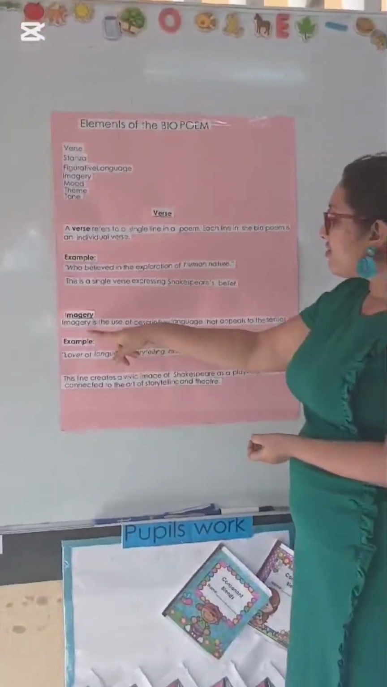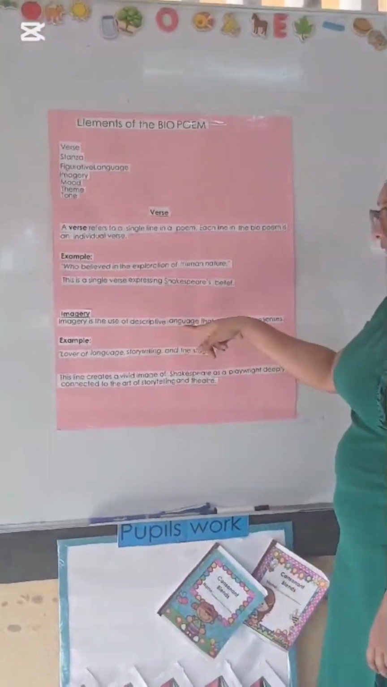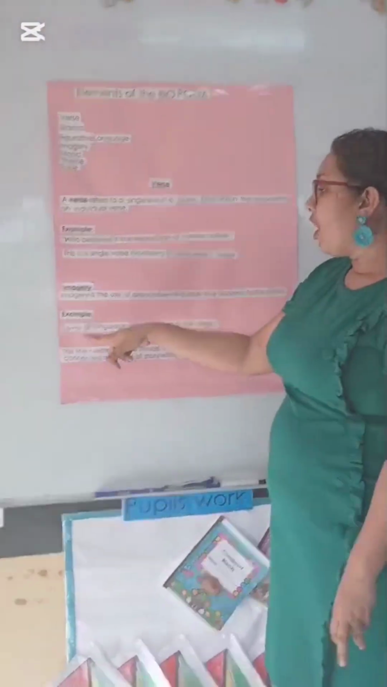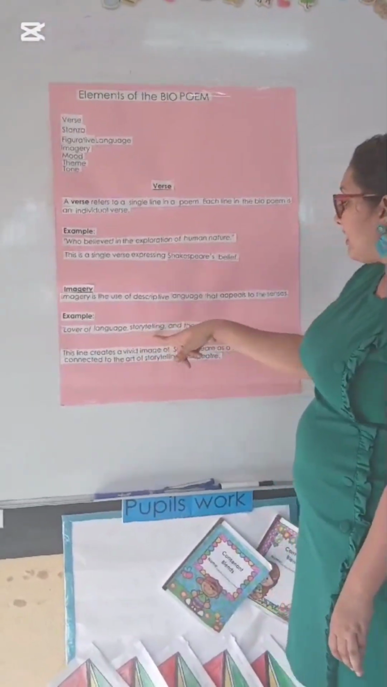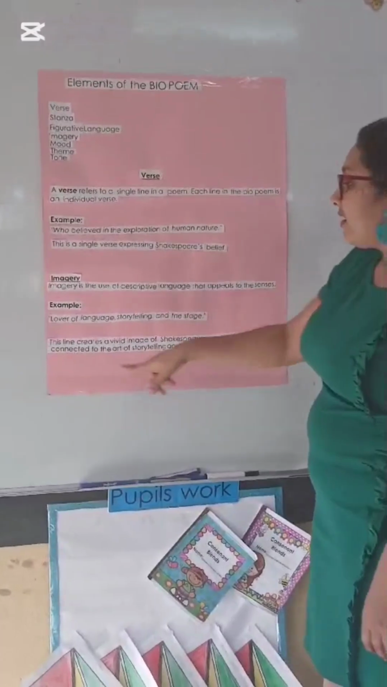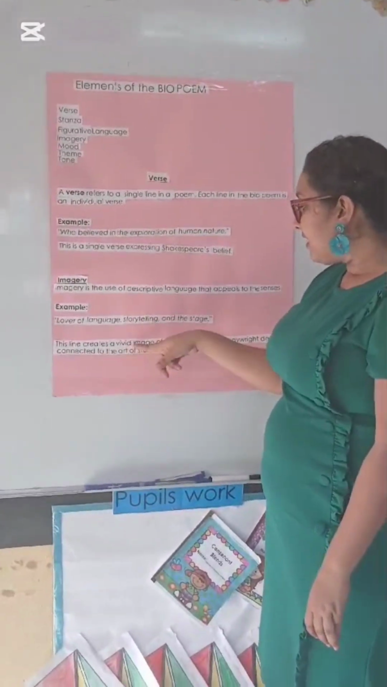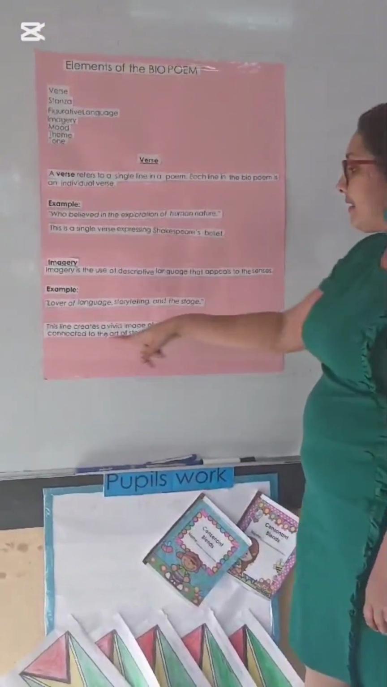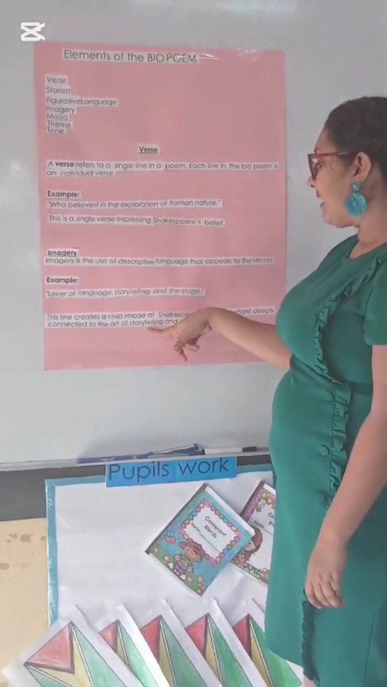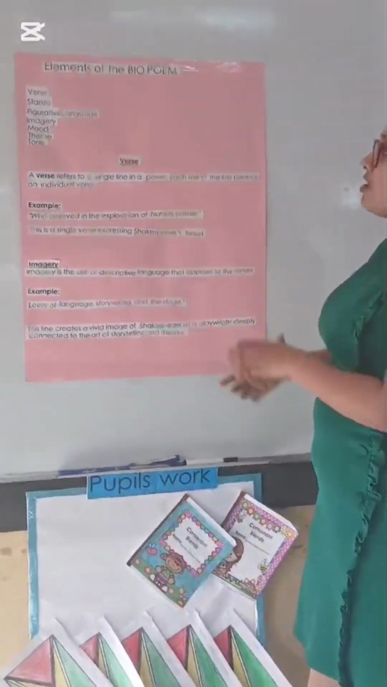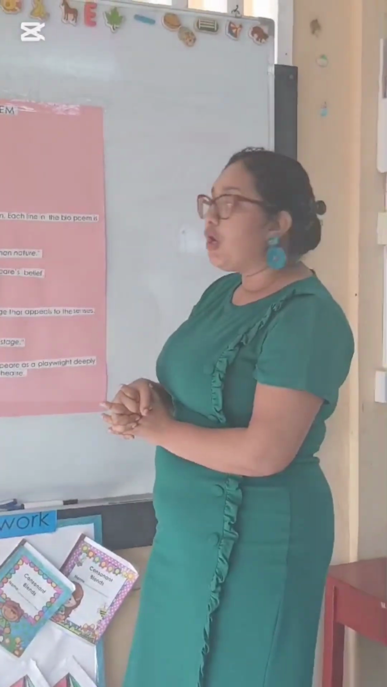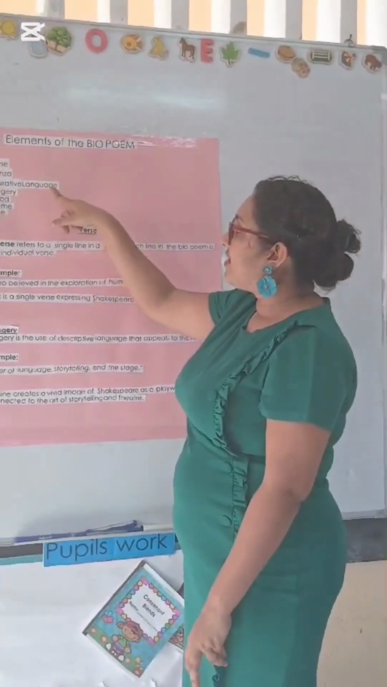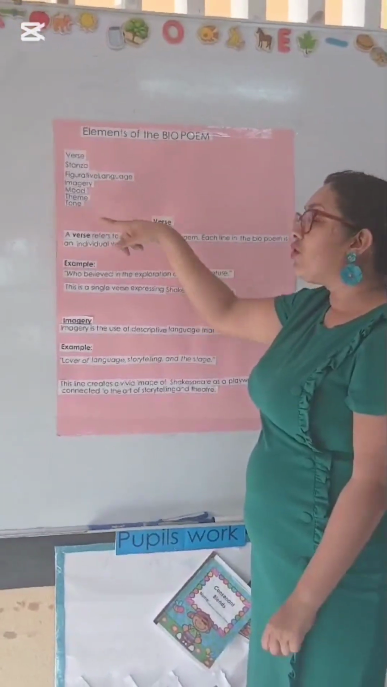Imagery. Imagery is the use of descriptive language that appeals to the senses. Example, lover of language, storytelling, and the stage. This line creates a vivid image of Shakespeare as a playwright deeply connected to the art of storytelling and the theater. So, for homework, I want you to find out what stanza, figurative language, mood, theme, and tone are.